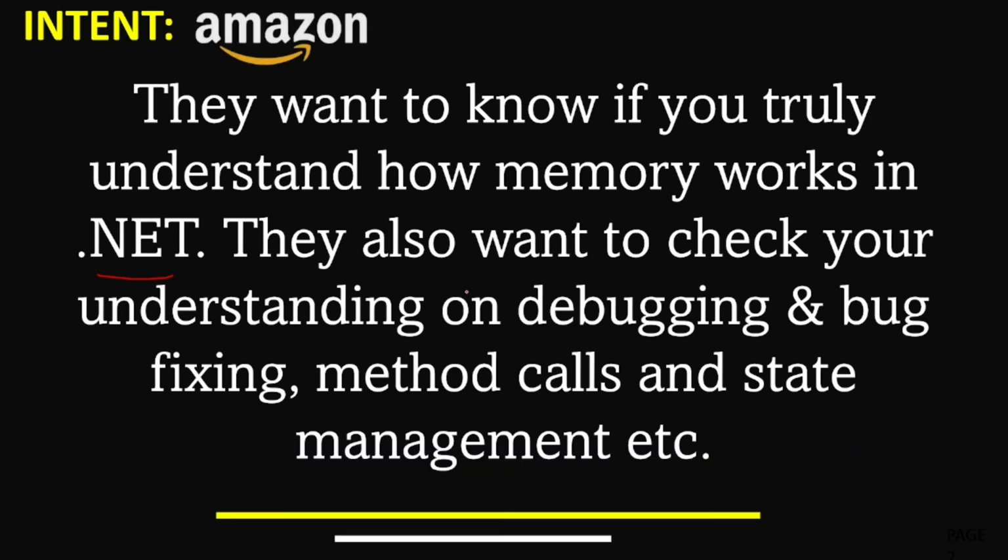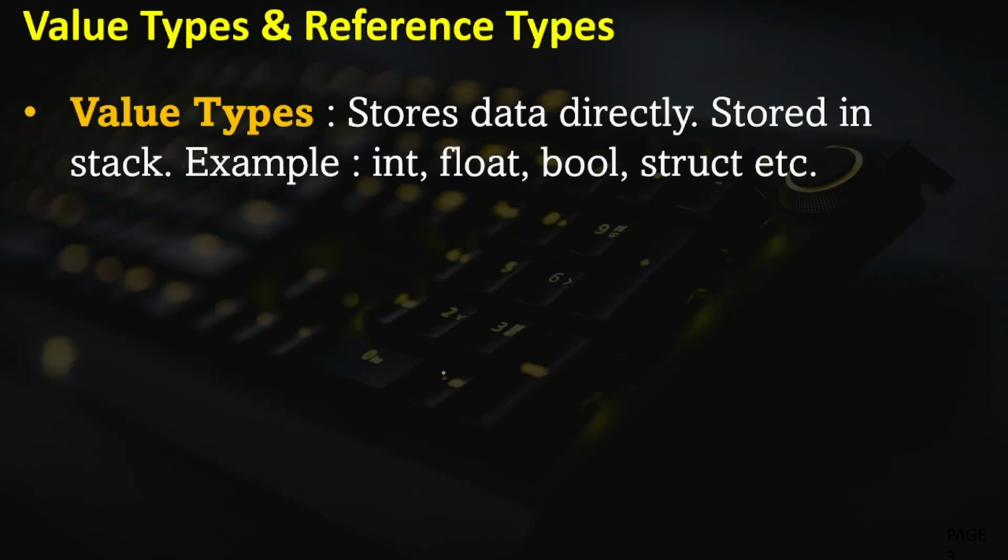They also want to check your understanding of debugging and bug fixing. For example, if you are going to select a data type, are you efficient enough to choose the correct data type for your program or not in method calls? If you are passing any value using a value type or reference type, they behave differently. So these are the things they want to know from a candidate. Make sense? Let's build a little understanding of what these two types are, value types and reference types.